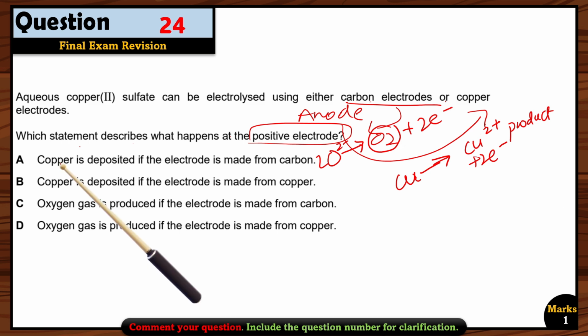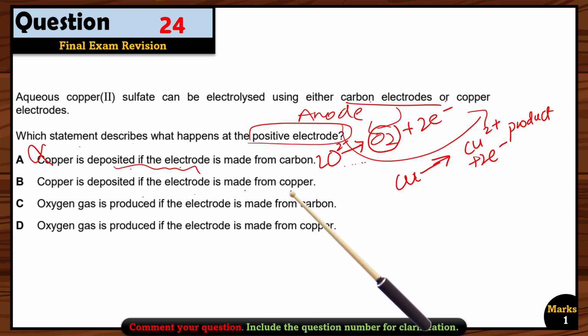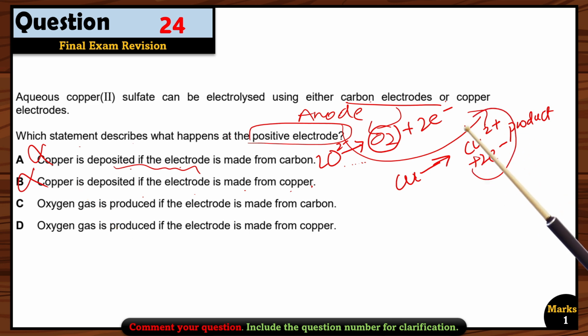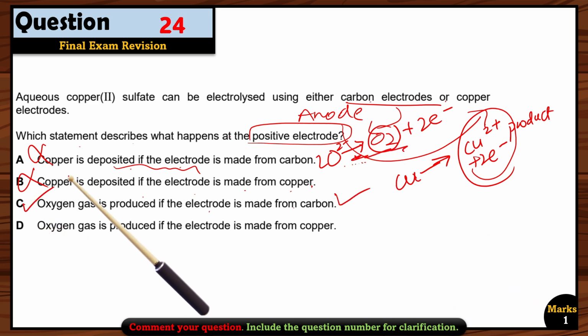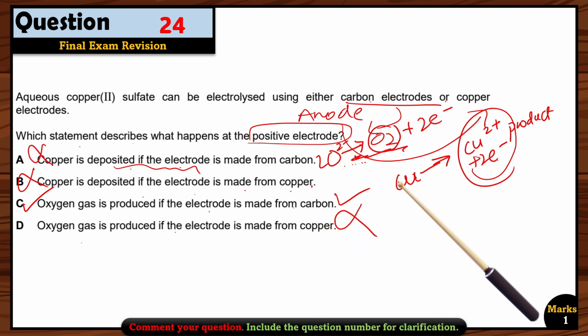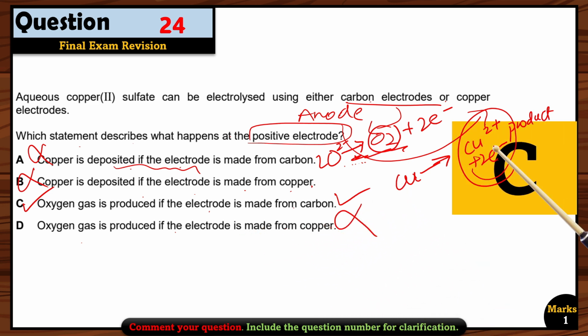Okay, now let's see one by one. Copper is deposited if the electrode is made from the carbon. No, oxygen. We will get the oxygen at the positive electrode. So that's wrong. Okay. It is only deposited at the cathode. Copper is deposited if the electrode is made from the copper. That's again wrong. Copper is not deposited. Actually, it becomes ions at the anode. Oxygen gas is produced if the electrode is made from the carbon. Yes, that's right. Oxygen gas is produced. Oxygen gas is produced if the electrode is made from the copper. Wrong. It will not be produced. We will get copper ions. So option C is the right option.